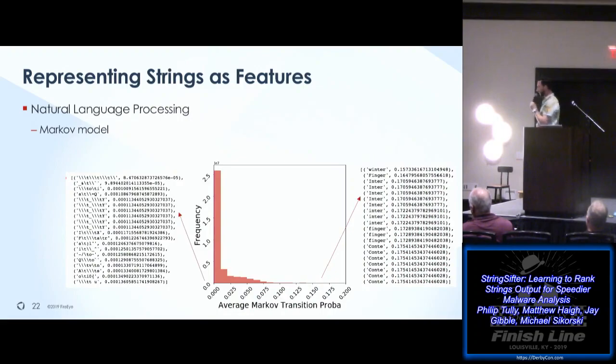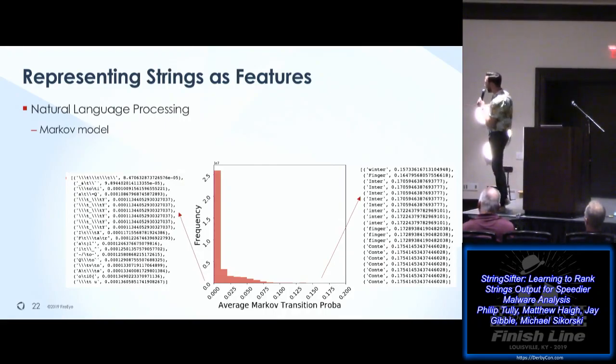So this is what this looks like on a set of malware. I'm not sure if you can see this, but what you're seeing is a histogram here of average transition probabilities across entire strings. And so the further you get to the left, that's a lower score. And you see all that junk on the left-hand side.